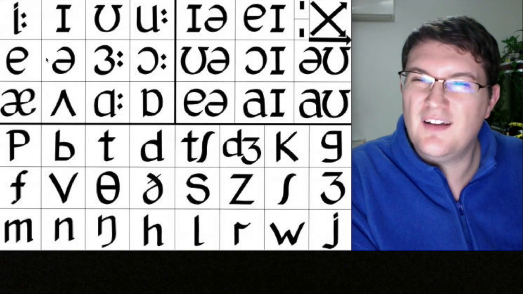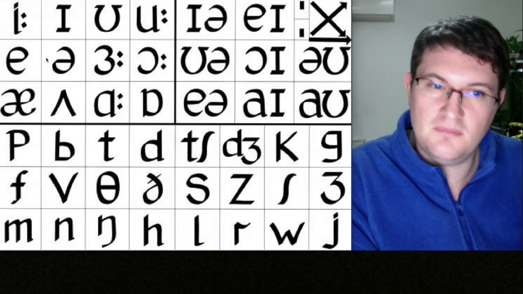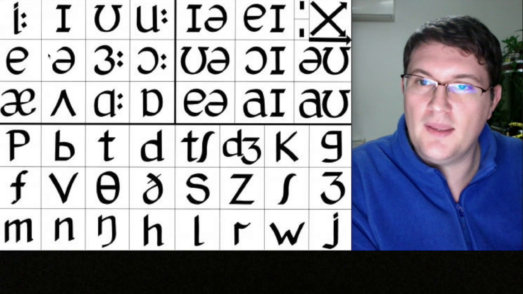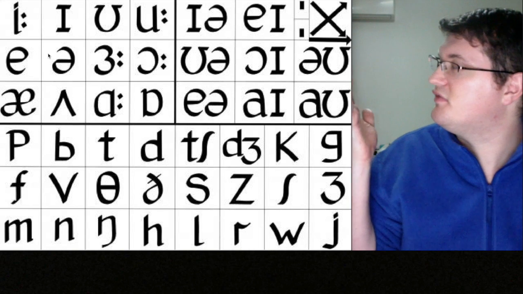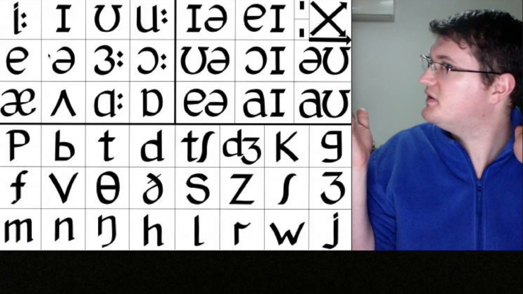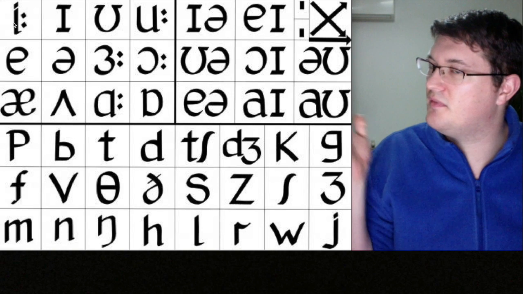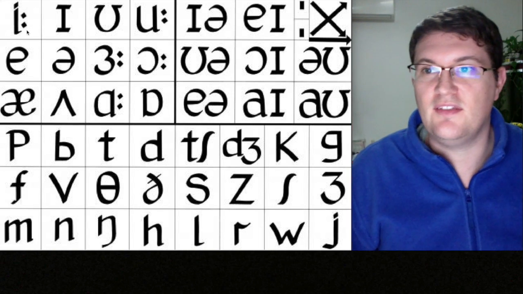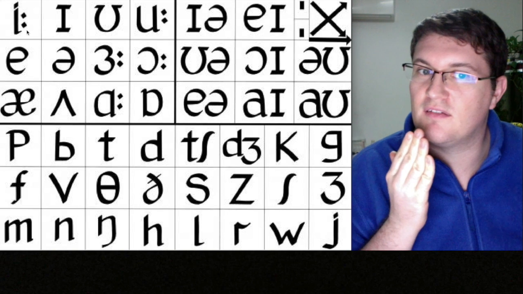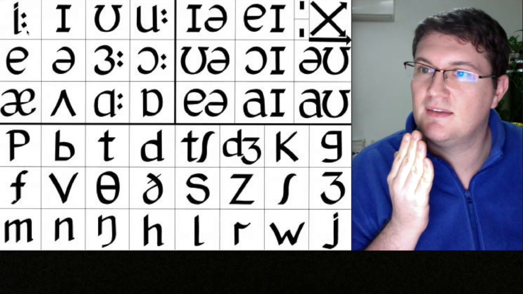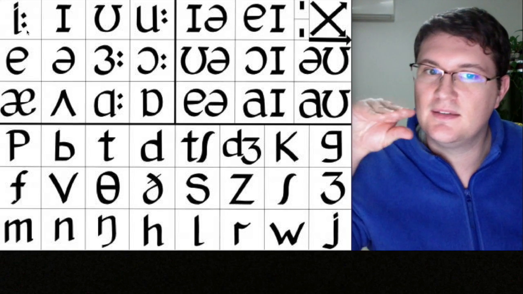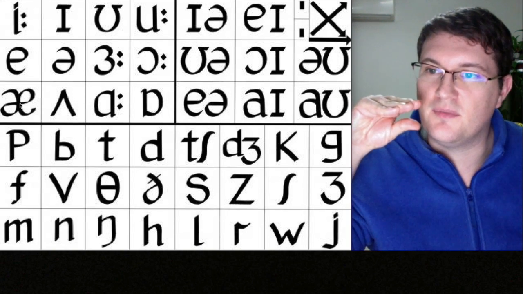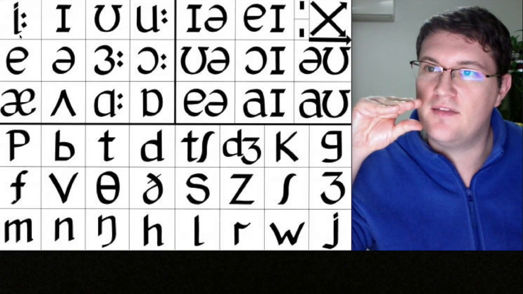The chart is laid out in a systematic way. If you look at my head here, this is the front of the chart and this is the back of the chart. Looking at the vowels, this top one here is ee. You notice your tongue is kind of forward a bit, and your mouth isn't open much. Whereas if you say this one, the same sound that's in cat, a. So we have ee, a.